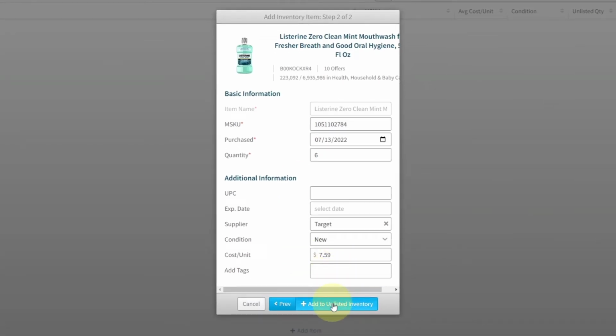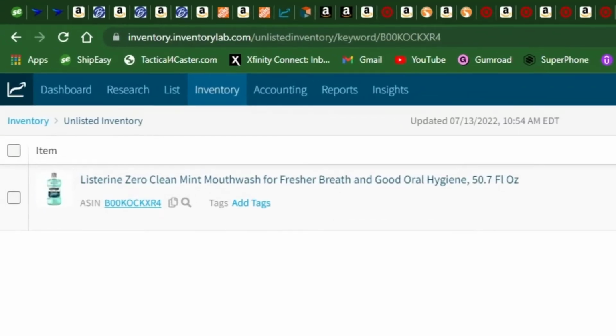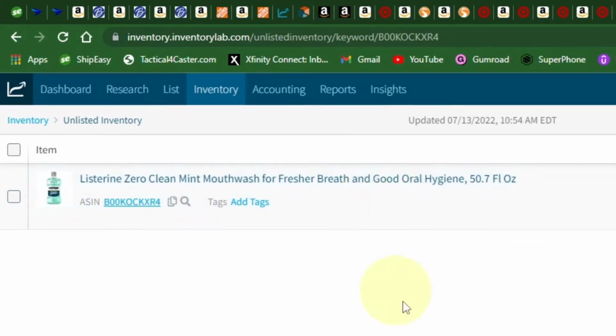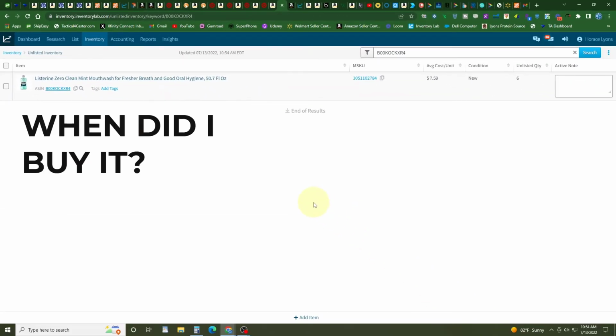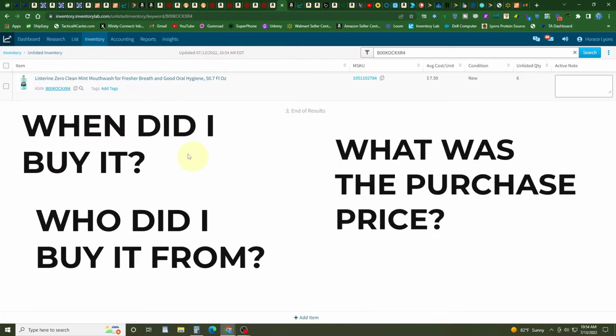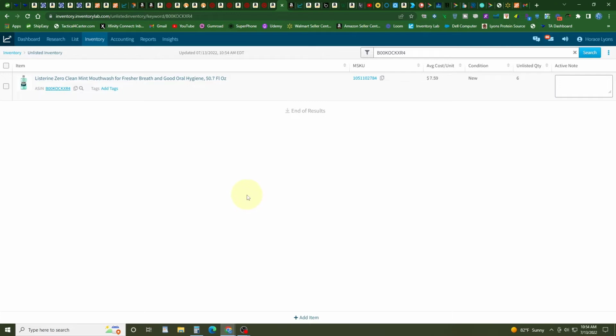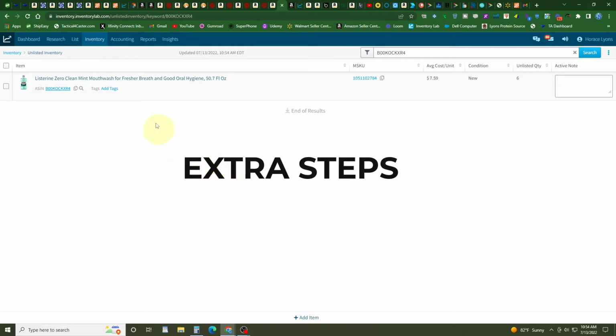I'll go add to unlisted inventory. And there it is. And here's what's great about it. When I'm ready to create a shipment, I can actually pull from here. And then I don't have to remember when did I buy it? Who did I buy it from? What was the purchase price? Because you're going to need all that information because you're managing your business. You're not just listing inventory in Seller Central and don't know what happened or got to go to some spreadsheet. You don't want extra steps in this stuff.